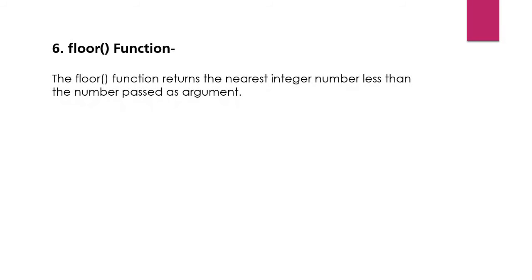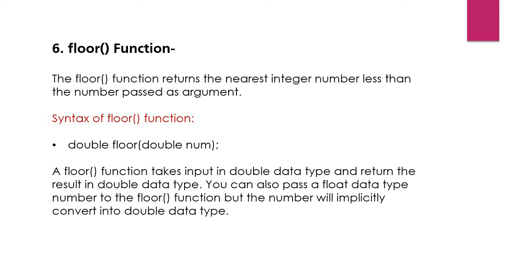Next, see the floor function. The floor function returns the nearest integer number less than the number passed as argument. Let's see the syntax of the floor function: double floor(double num). The floor function takes input in double data type and returns the result in double data type. You can also pass a float data type number to the floor, but the number will implicitly convert to double data type.